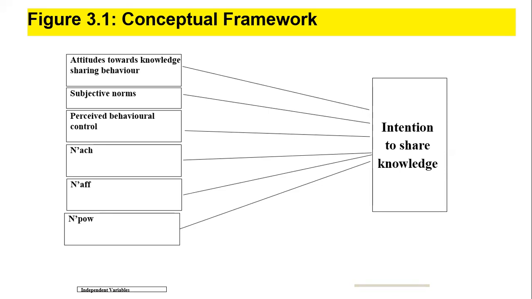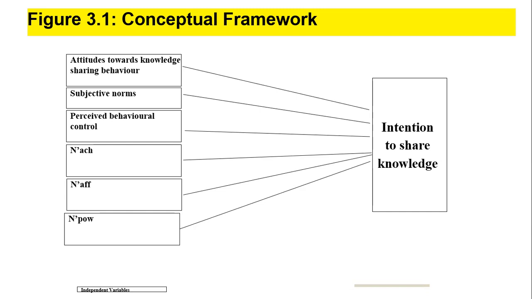So just say, need for achievement, need for affiliation, need for power. But if you just say that, what are the data you are going to collect? Attitude towards knowledge sharing behavior, subjective norms, perceived behavior: not much meaning comes from these alone. So then what to do? Both dependent and independent variables, these concept constructs should be operationalized.